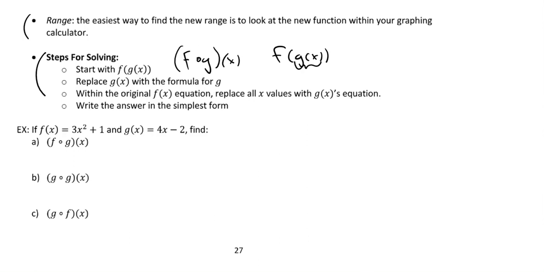Okay? And then we're going to replace g of x with whatever g of x is. Then within the original f of x function, replace all x's with g of x in the equation, and then write the answer in simplest form. So again, let's get doing some, and I think it's going to make more sense.